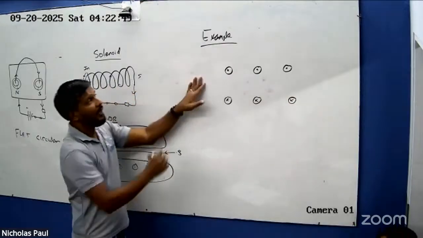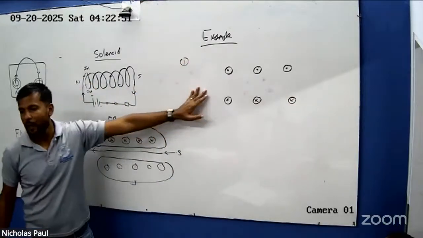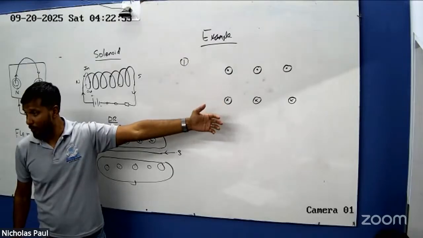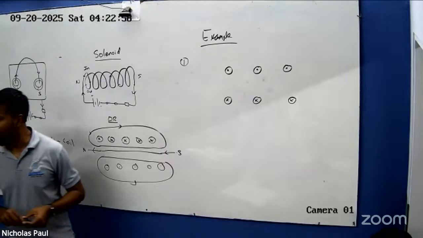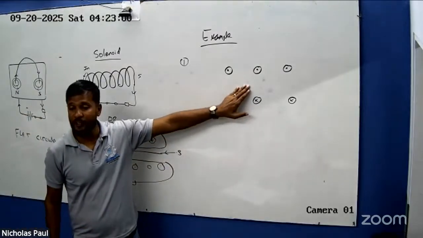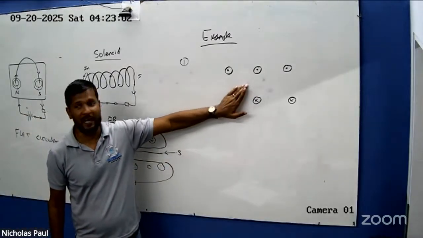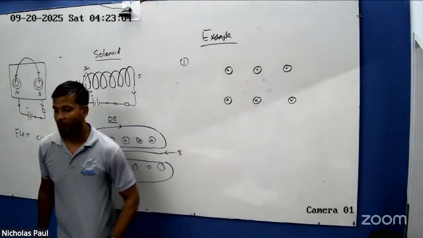Right. Here we have a solenoid again, right? So I want you to use the right hand grip rule and draw the field lines around here for me. Hurry up, Aaron, hurry up.